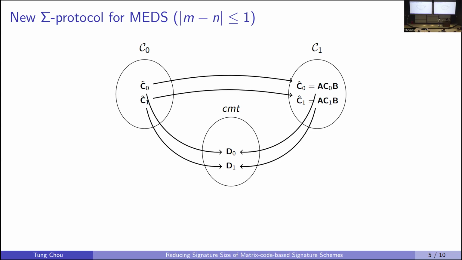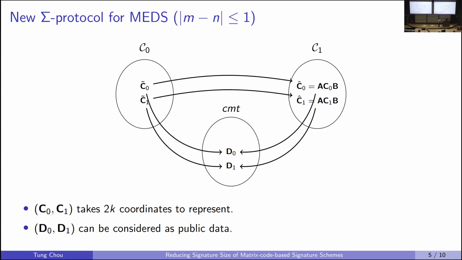Okay, so this new sigma protocol is still very simple, but the idea might look a bit silly because originally you have only 2 matrices. You only need 2 matrices to represent the asymmetry, and now we are increasing it to 4 matrices. So this looks like something stupid, but the funny thing is that this actually brings a lot of benefit. And why is that? This is because C0 and C1 only take 2K coordinates to represent. You can just use a coordinate corresponding to a basis of the C0 or C1.